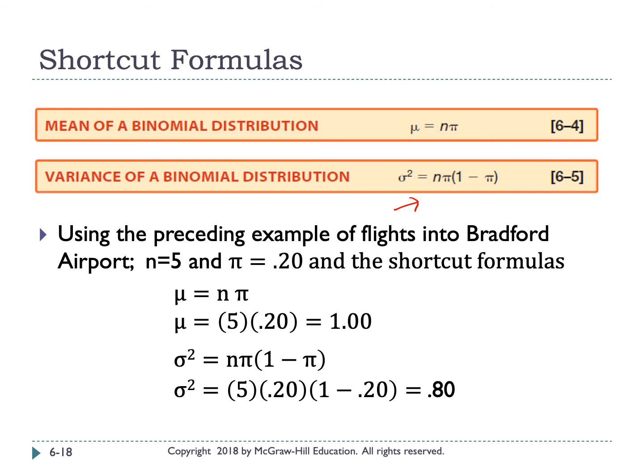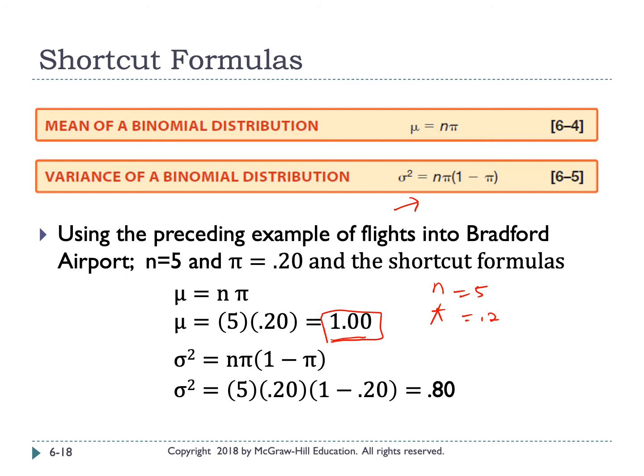So let's try to apply these formulas. Remember, let me write it here, n equals 5 flights, and pi equals 0.2. That's it. Okay, so how do we apply the mu? Mu is actually n multiplied by pi. So 5 multiplied by 0.2. You will get straight away 1. How simple and easy it is, right?